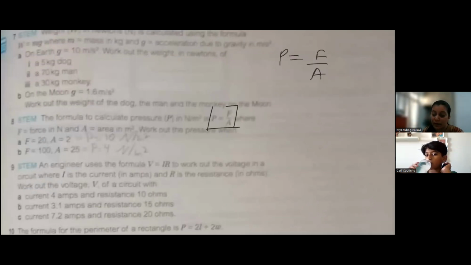Now we have to tell, if force is 20 and area is 2, what will be the value of pressure? Second part, if force is 100 and area is 25, what will be the value for pressure?